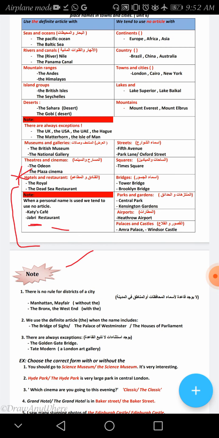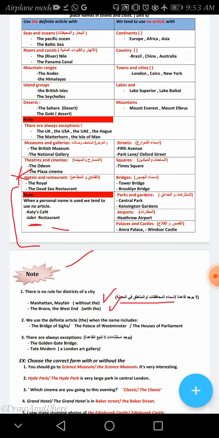There is no rule for districts of a city. لا يوجد قاعدة لأسماء المحافظات أو المناطق في المدينة. So you have these are exceptions. أو كل هدول exceptions you have to study them. حفظ. Okay. Manhattan comes without the. But we said another example. The Bronx, the West End. أحيانا نستعمل الذا وأحيانا ما بنستعملها. So you have to study them.